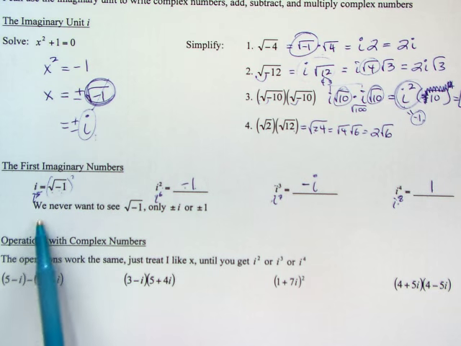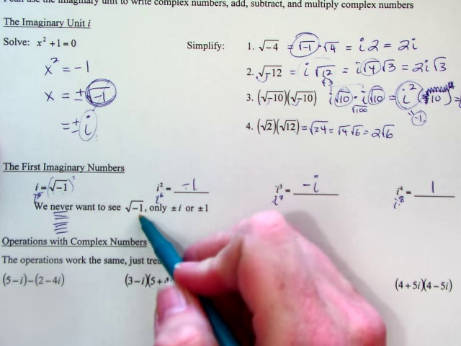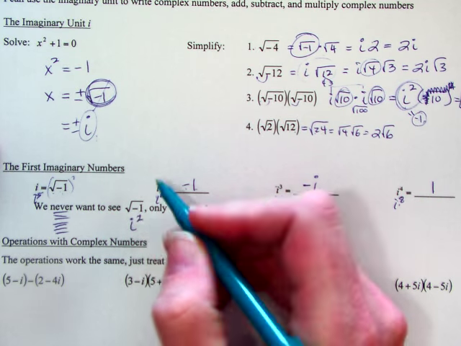When you are doing problems with complex numbers, you never, ever, ever want to see square root of -1. You actually never want to see i squared as well.